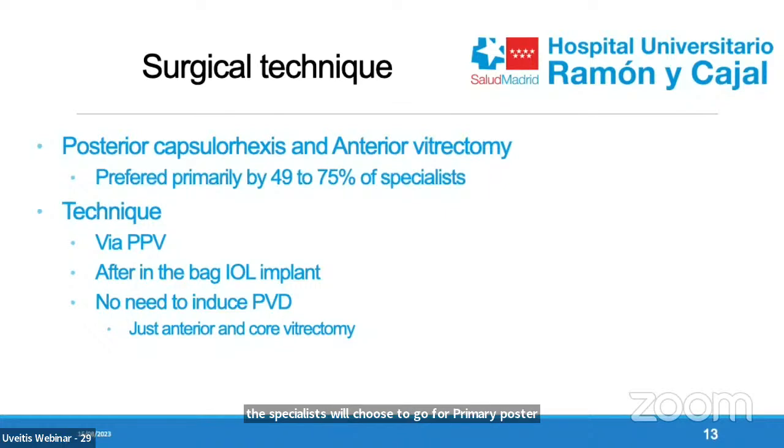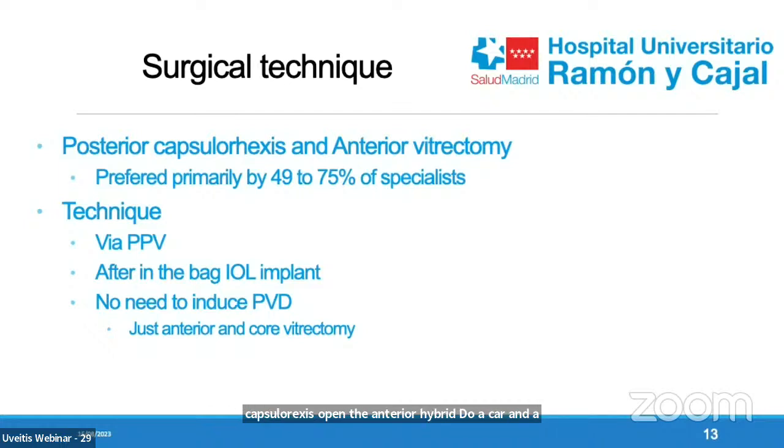How do you do that? Well, I'm a vitreoretinal surgeon. I usually opt for a pars plana approach. I put the lens in the bag, and I make sure that the lens is in the best place possible, and after that, through pars plana, with a cutter, I will do the posterior capsulorhexis, open the anterior hyaloid, and do a core and anterior vitrectomy.